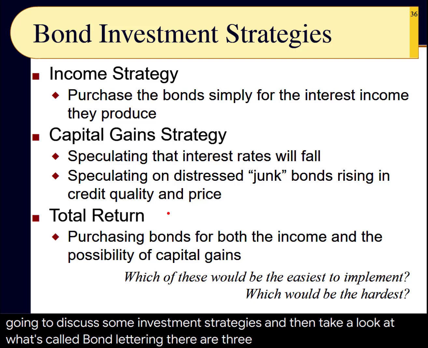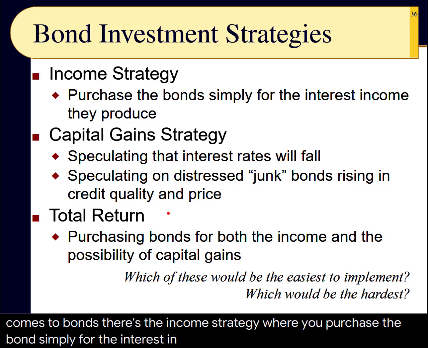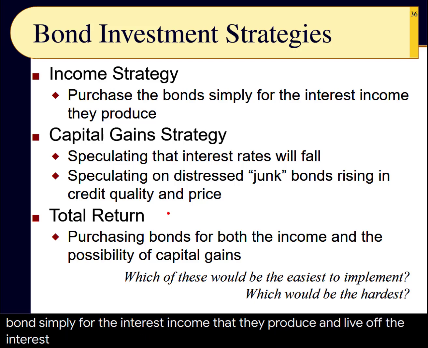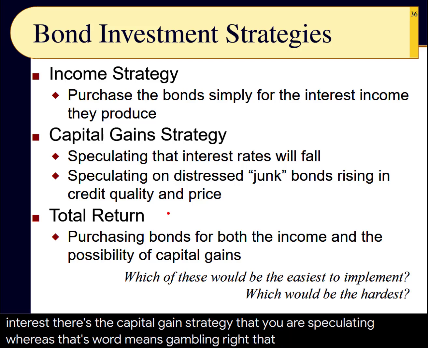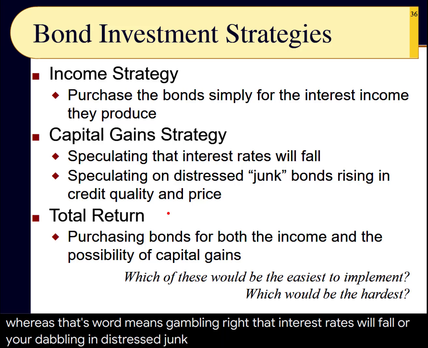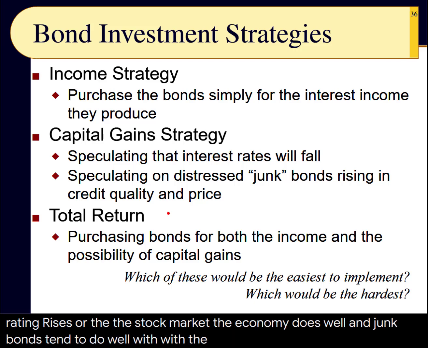There are 3 basic strategies when it comes to bonds. There's the income strategy, where you purchase the bond simply for the interest income that they produce and live off the interest. There's the capital gain strategy, that you are speculating, whereas that word means gambling, right? That interest rates will fall, or you're dabbling in distressed junk bonds and hoping that the credit rating rises, or the stock market, the economy does well, and junk bonds tend to do well with the stock. They tend to follow the stock market.